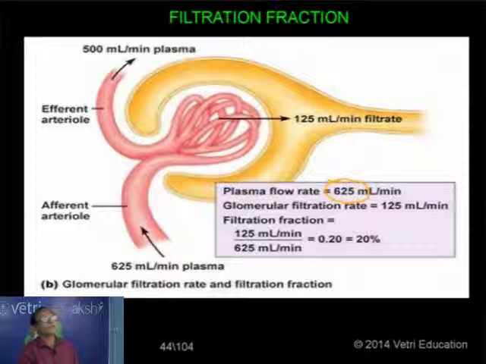We already calculated the glomerular filtration rate per minute. It's equivalent to 125 milliliters per minute. The ratio between the glomerular filtration rate and the renal plasma flow is called filtration fraction. So here we have the formula.